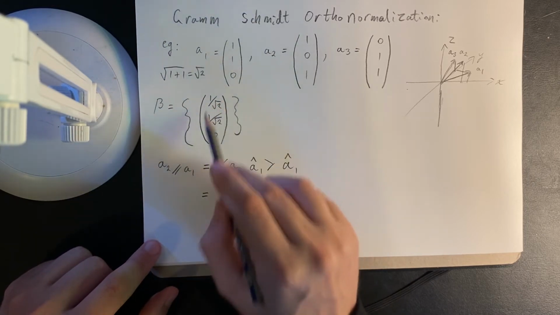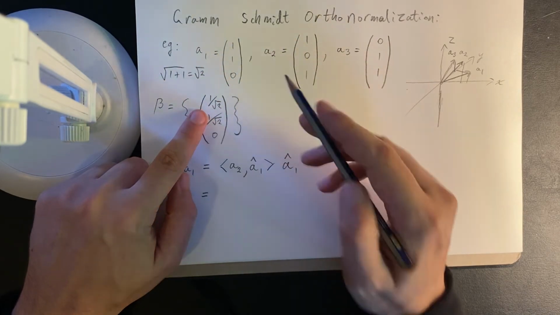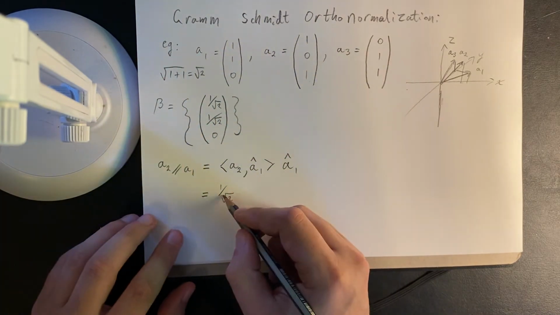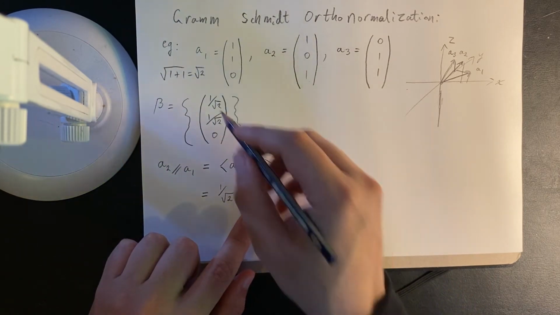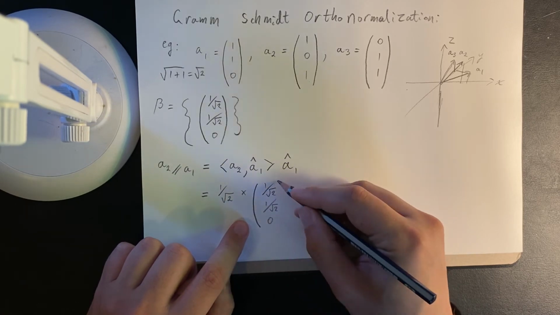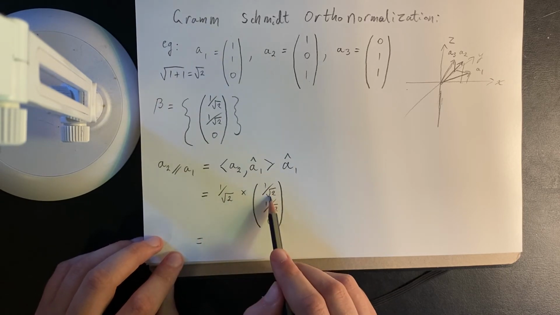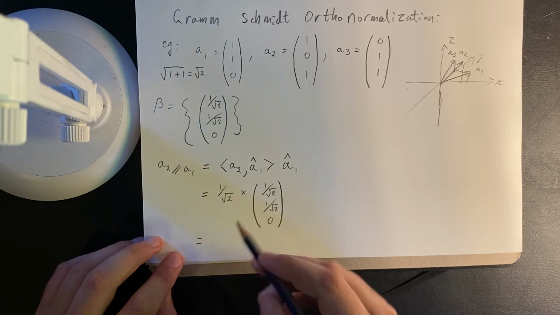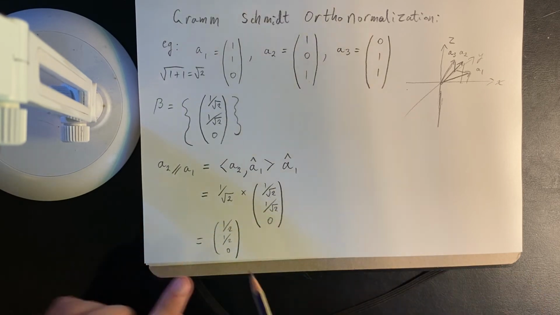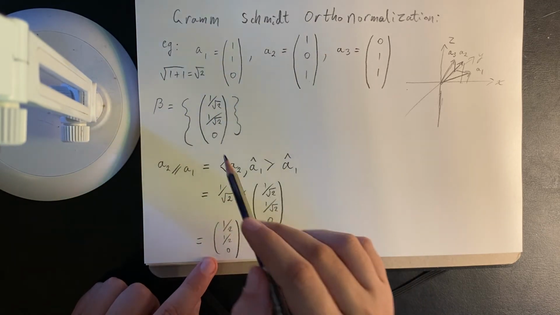So we have the normalized A1 here. We go component-wise: 1 times 1 on root 2, plus 0 times 1 on root 2, plus 1 times 0, so it's just that, times A1, which is that. And this comes out to 1 on root 2 times 1 on root 2, which is 1 over root 2 squared, so that's 1/2. So this vector is the part of A2 which is parallel with A1.